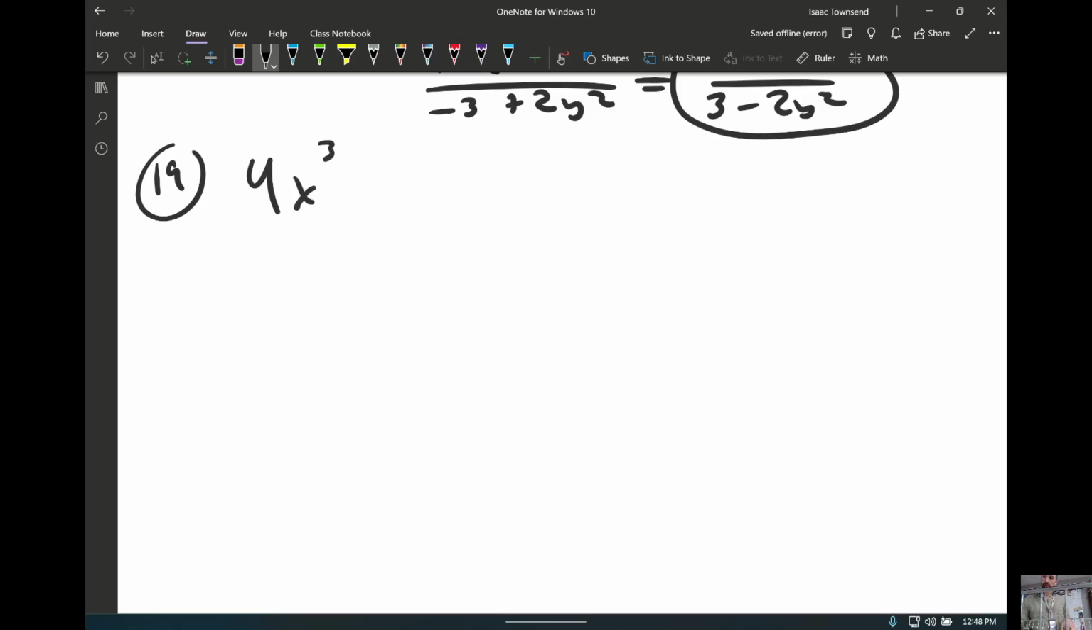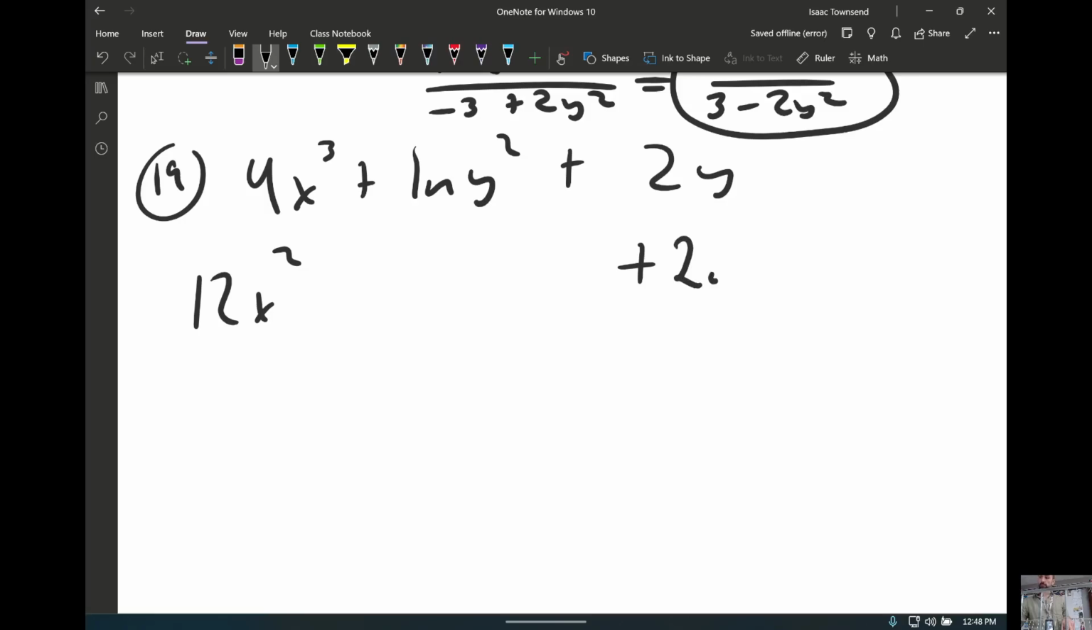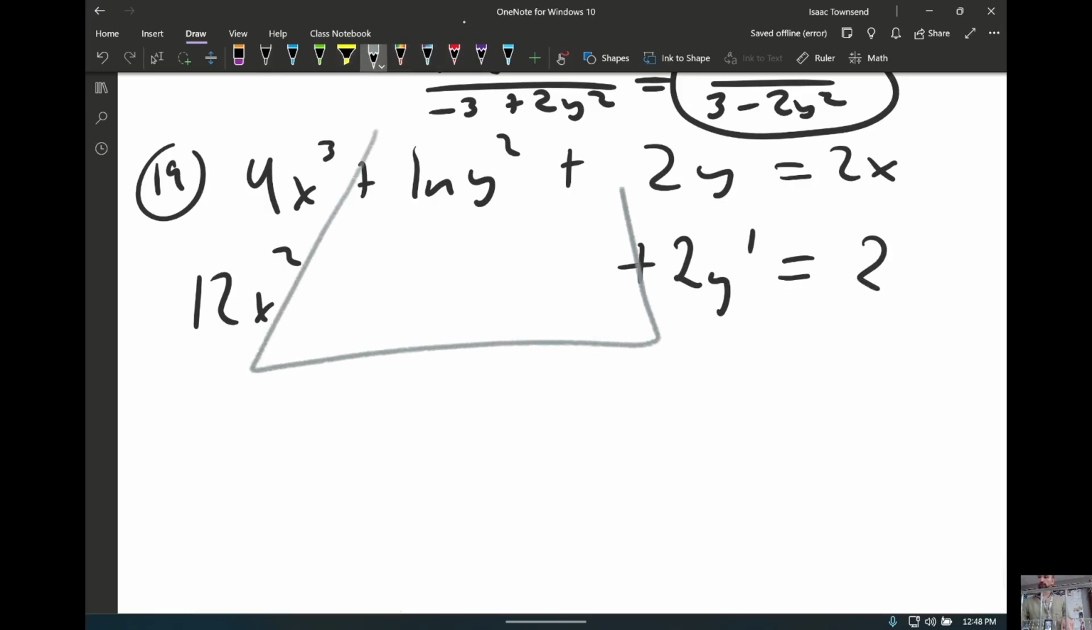Okay, 4x cubed is going to become 12x squared. Natural log of y squared is why I'm guessing you're probably asking this question. What does 2y become? Okay. And 2x becomes 2. So it's really this guy that we need to be the most careful about. To take the derivative of natural log of something, it's going to be 1 over something, just like the derivative of natural log of x is 1 over x.